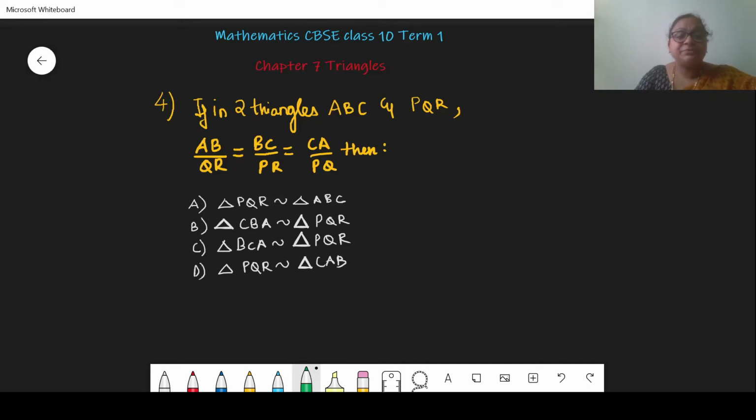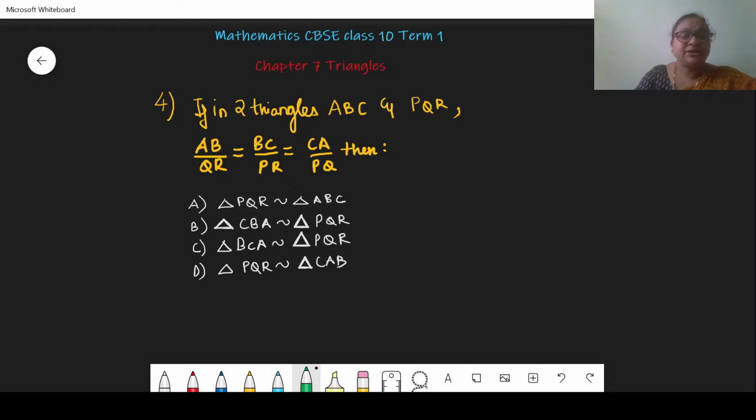Then option B, triangle CBA is similar to triangle PQR. What is the corresponding side of CB? RP. But here it is given PQ. So option B is also wrong. Then option C, triangle BCA is similar to triangle PQR. What is the corresponding side of BC? PR. But here it is given PQ. So option C is also wrong.